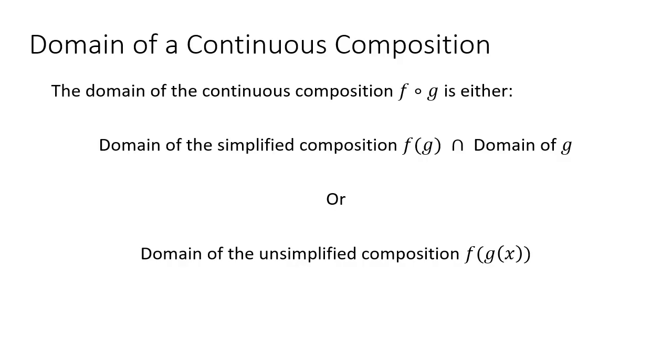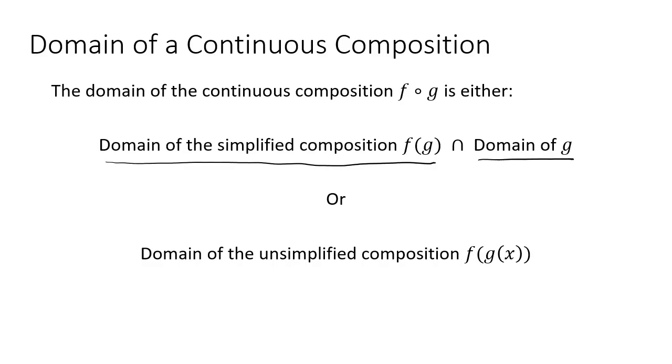So your two options then are you can do an intersection, although it's not just the intersection of f and g anymore, like it was with the basic combinations, addition, subtraction, multiplication, and division for the most part. Instead, your options are to either do an intersection of the domain of the simplified composition, f of g, but then you intersect that with the domain of the inside function, g.